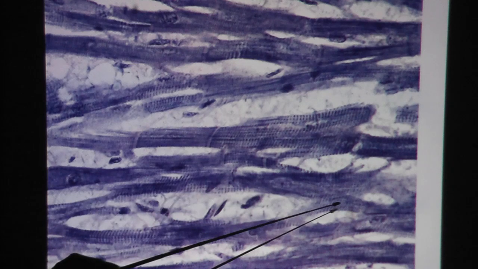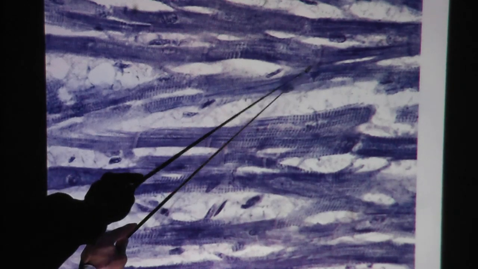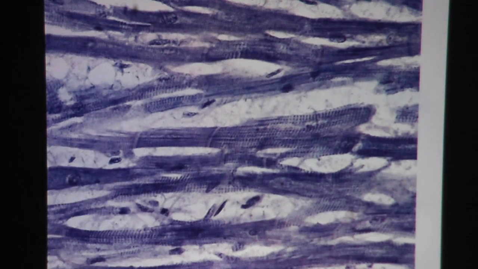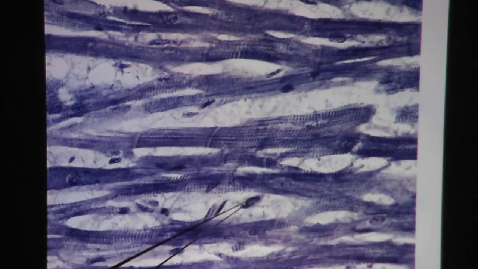Great example of branching here, okay. Lots of branching seen, and we do see some faint striations, as well as some intercalated disc here and here, here and here, okay, intercalated disc kind of randomly found throughout this slide. Notice the roundest nuclei, okay, rounded, not so much squished.